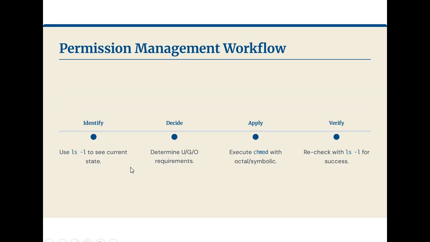The permission management workflow. First, the ls -l command is used for identifying the list of permissions available for users, groups and others. Then use the chmod command for changing the file permission, either by using the symbolic code or the octal equivalent number. Finally, recheck the modified file permission by using the ls -l command.